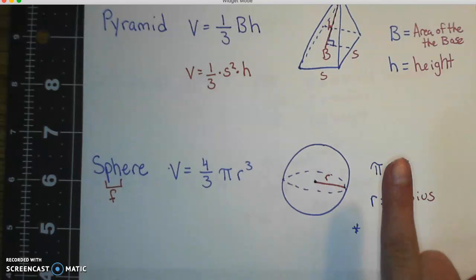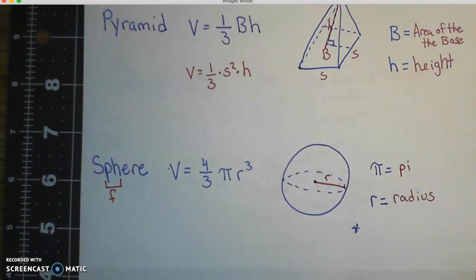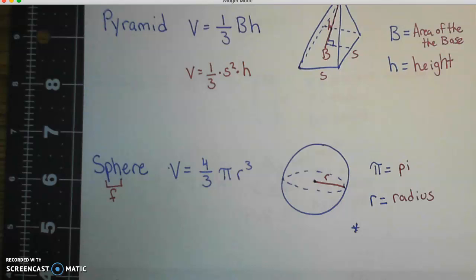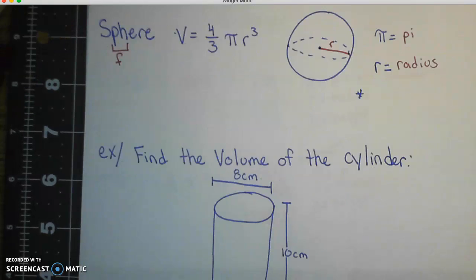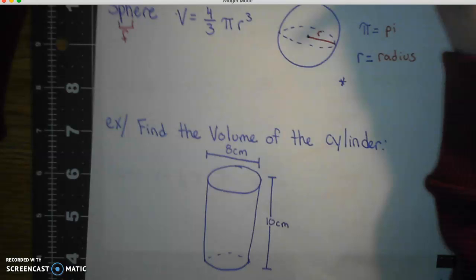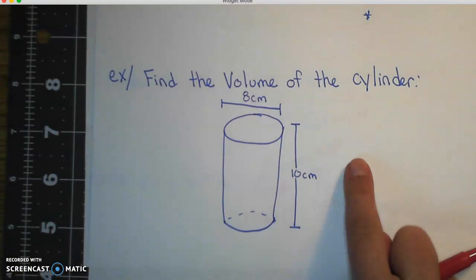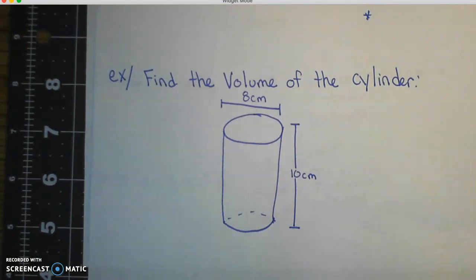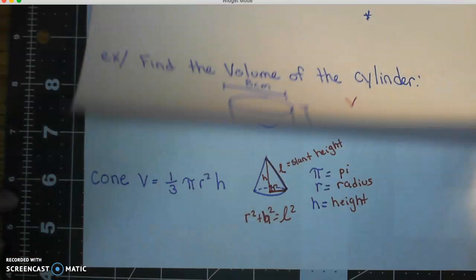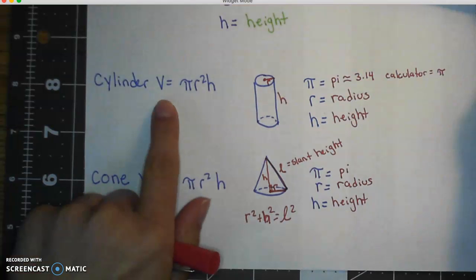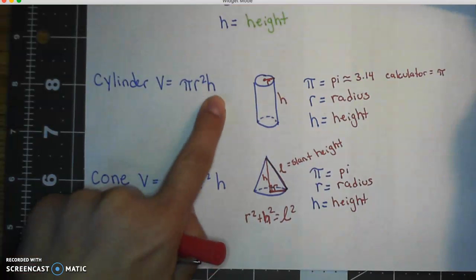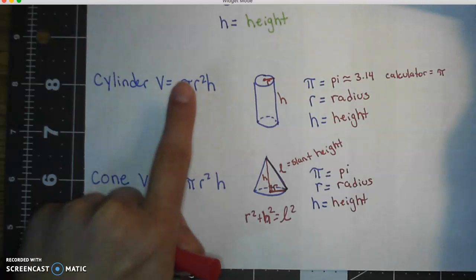I have one example for you, and then you guys have 5 practice problems. The only example is to find the volume of this cylinder. First step, what should we do? Yeah, we should remember the formula for a cylinder. Volume equals pi r squared h. Remember, all of these are on your formula sheet.